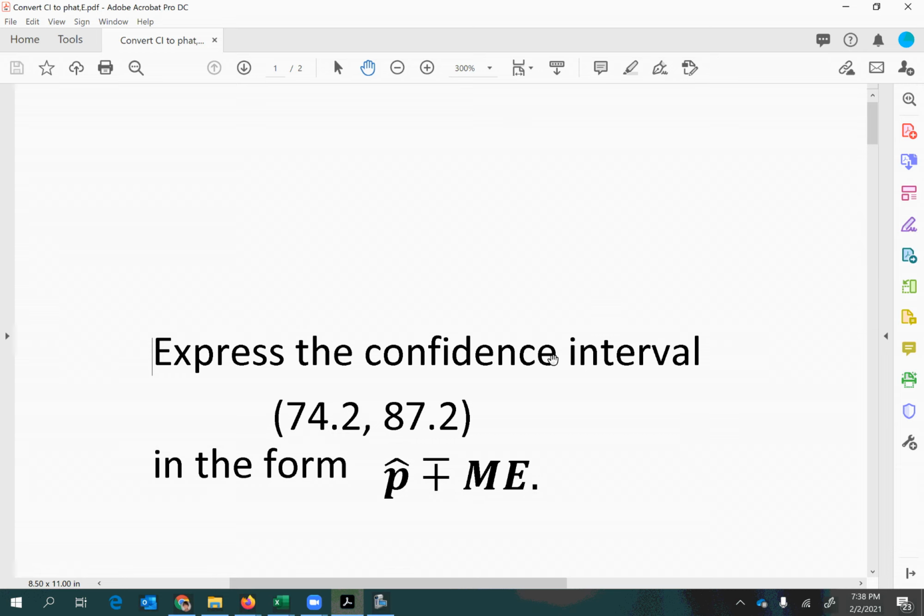Express the confidence interval 74.2 to 87.2 in the form p hat plus or minus the margin of error. Now, we should first try to understand what this interval is supposed to be representing. The interval represents a range of values that we expect the true population proportion to fall in.